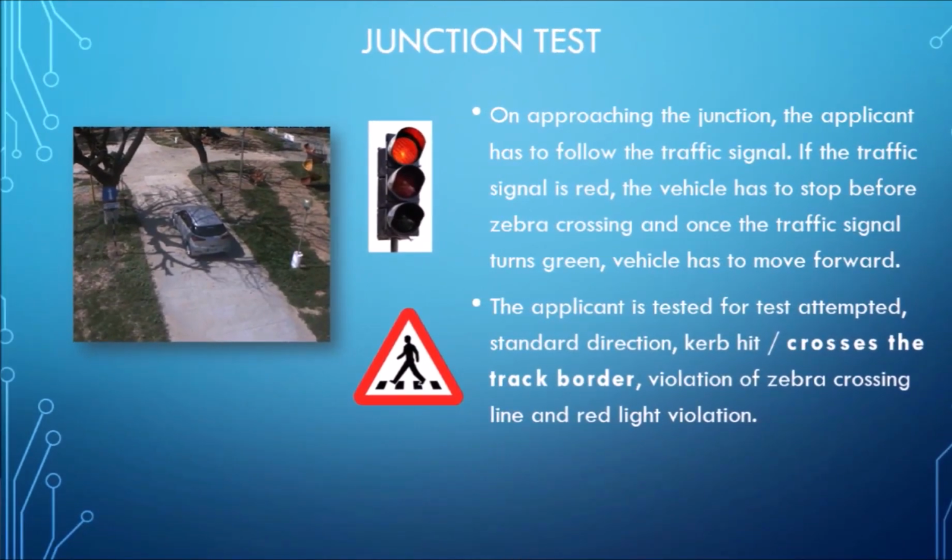Junction test. On approaching the junction, the applicant has to follow the traffic signal. If the traffic signal is red, the vehicle has to stop before zebra crossing, and once the traffic signal turns green, vehicle has to move forward. The applicant is tested for test attempted, standard direction, curb hit or crosses the track border, violation of zebra crossing line and red light violation.